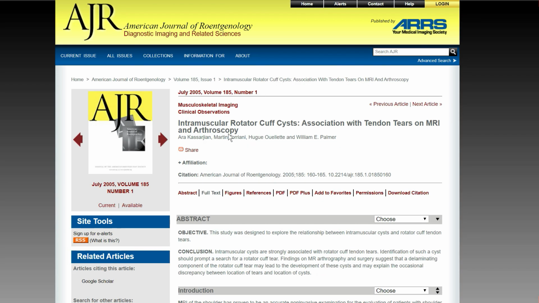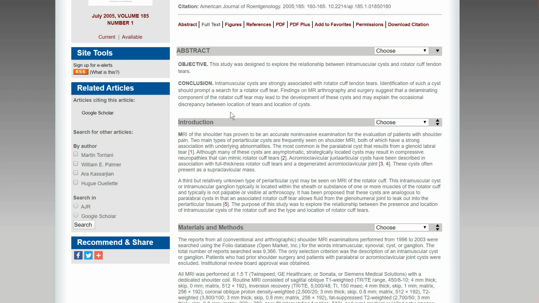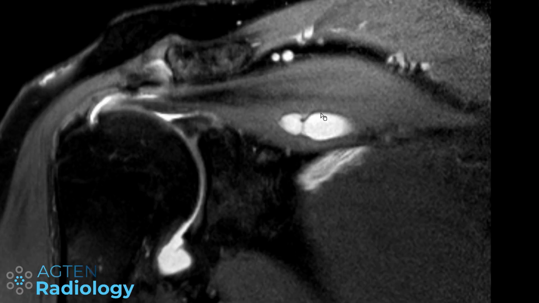Here in an even older study in 2005, also intramuscular cyst and the association of tears with these cysts. And similar conclusion here, strongly associated with tendon tears, so the cysts are strongly associated with rotator cuff tears. So if you see a cyst, go look for the rotator cuff tear. So this was the initial example that I have shown you. This is the cyst here in the supraspinatus muscle.